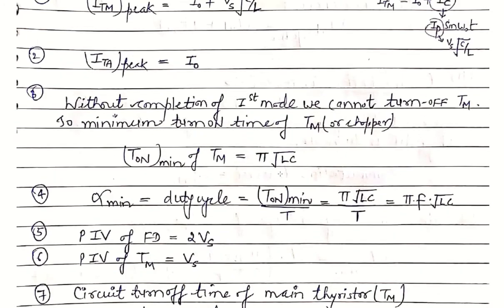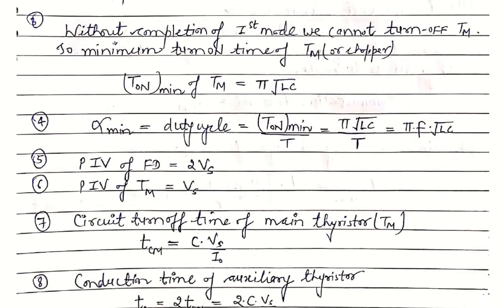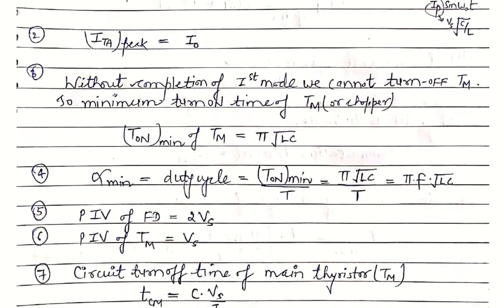As in the case of class B commutation, for this amount of time our main thyristor will be in the on condition. If we want to calculate the duty cycle, that is the on time of this main thyristor with respect to the total time period T, we put T on upon T, in which T on minimum is pi root LC as calculated above, divided by T. What is T? T equals 1 by f. So if you put T equals 1 by f, then it is pi f root LC. This amount of duty cycle value will be there for the minimum turn on time.